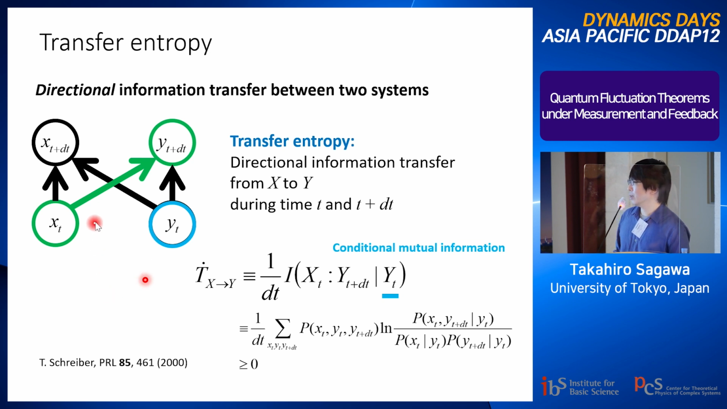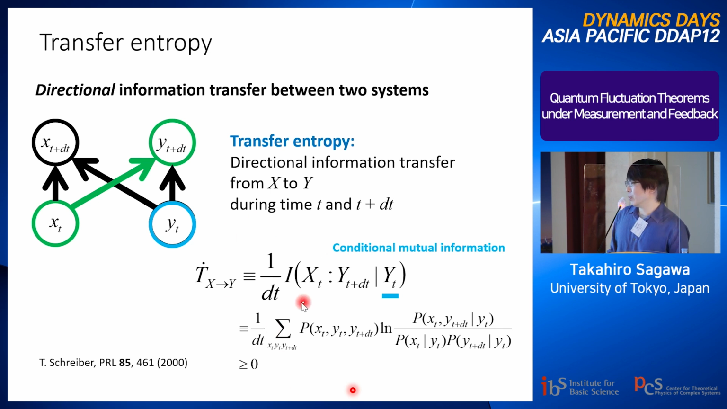So this means that the system y obtains new information during this infinitesimal time step dt about the system x. Because we have a conditioning here, this can describe a kind of directional information flow from x to y. And we can normalize it by dividing by dt. This is called the transfer entropy rate.